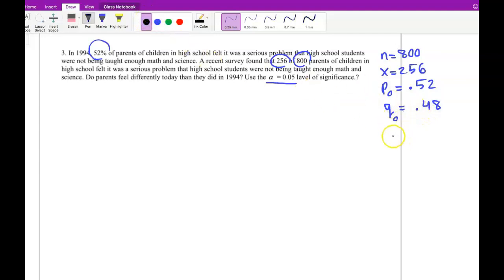Okay, now finding P hat, the point estimate, X divided by n. 256 divided by 800. So that is 0.32. Okay, then you should have all those three requirements.